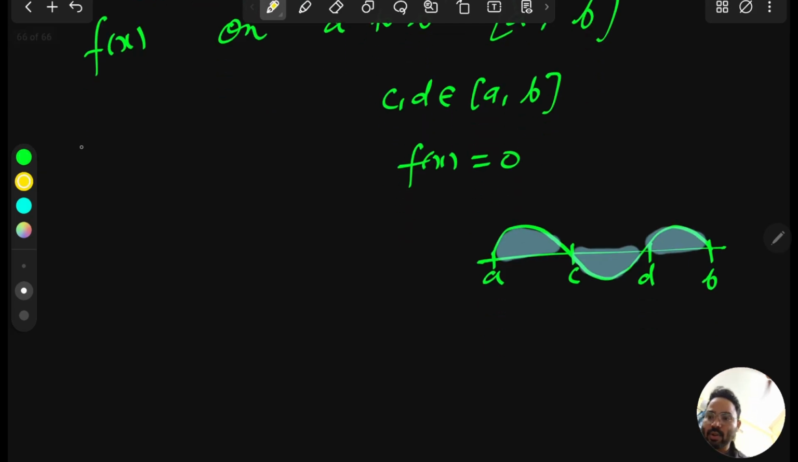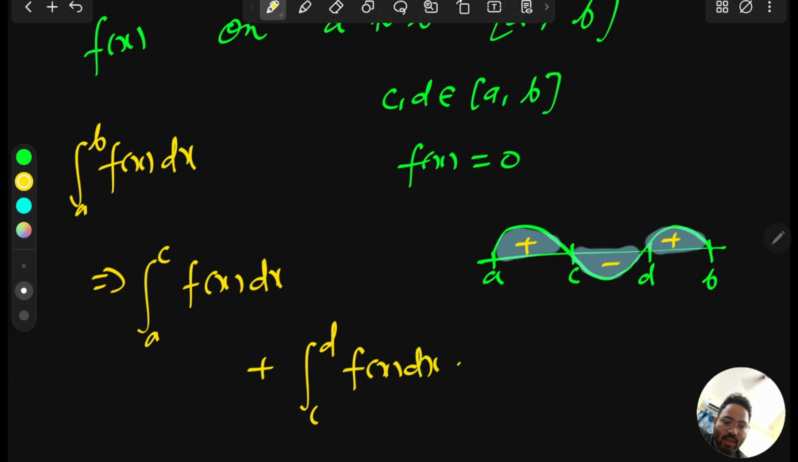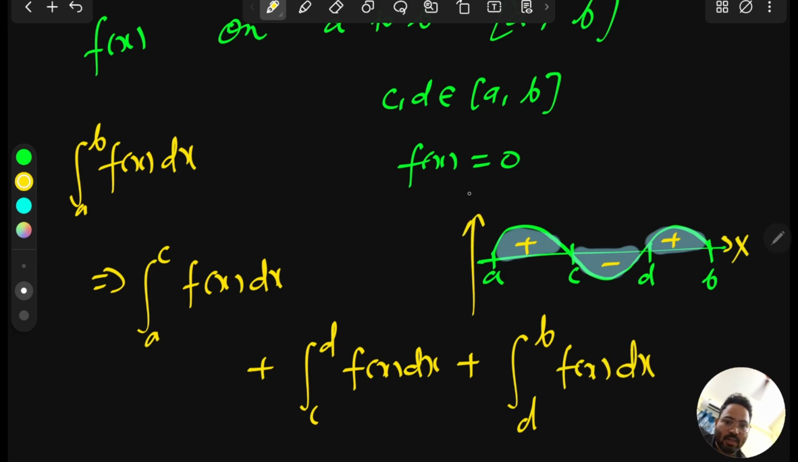See, the integral from a to b of f(x) dx will give you the area throughout. This will give you positive area, but this will give you negative. So to avoid this, just divide: the integral from a to c of f(x) dx, plus the integral from c to d of f(x) dx, whatever integral value comes, we don't care, plus the integral from d to b of f(x) dx, and this is our x-axis because we are considering only the x-axis. After this, just take the modulus of all those integrals and add. That's what I'm trying to say.